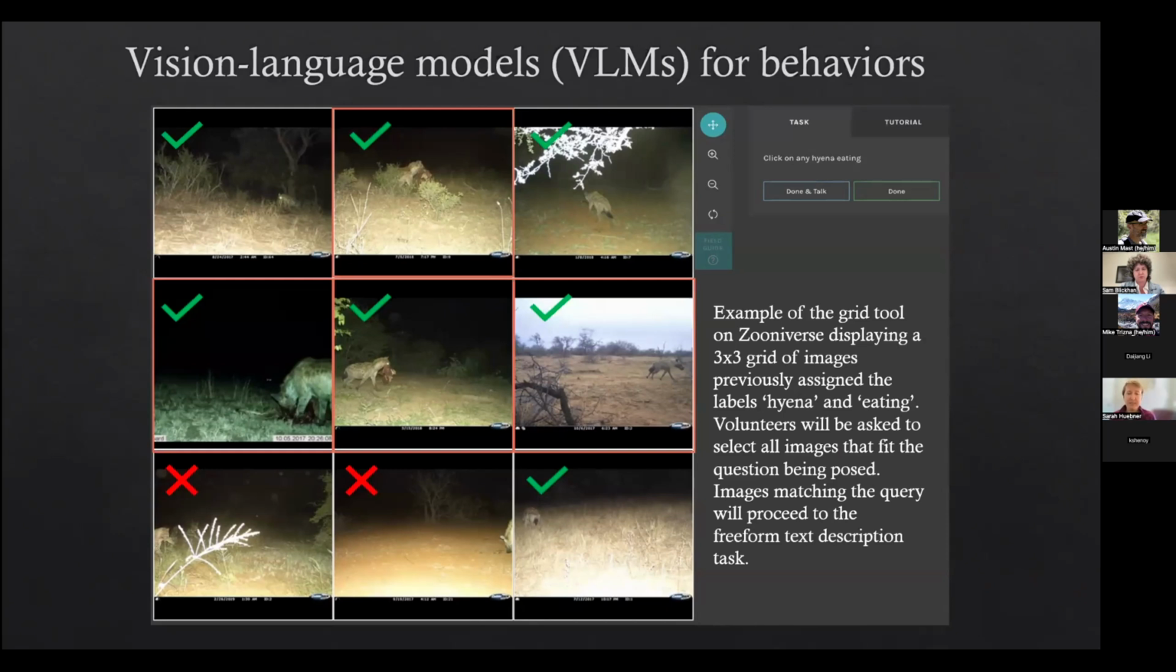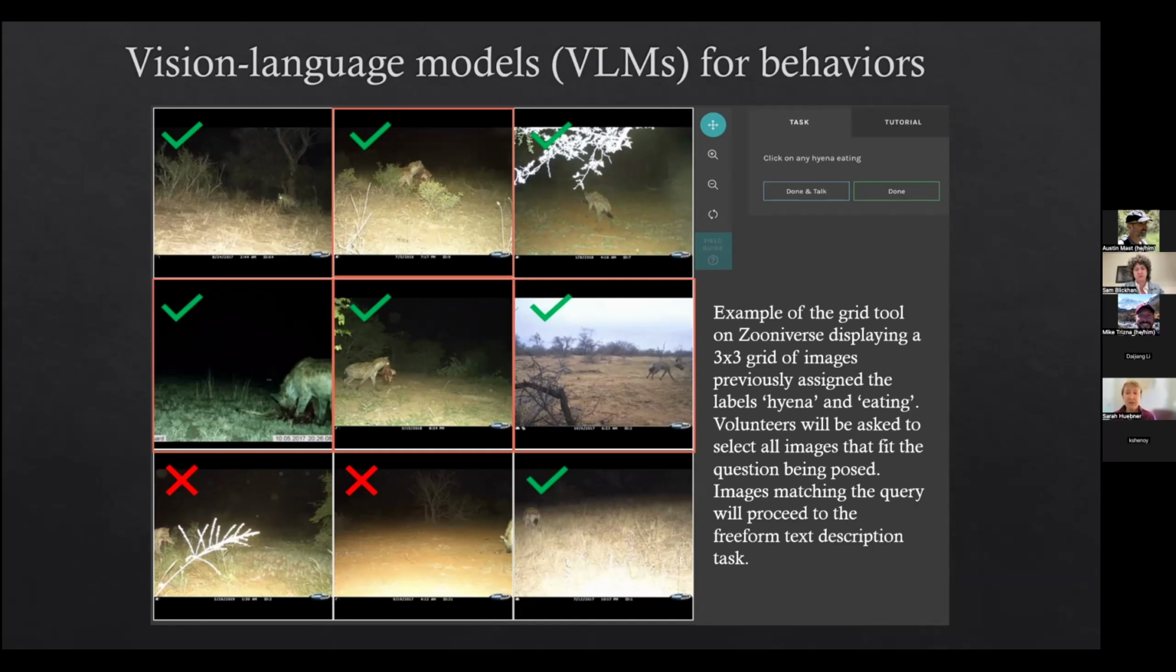So we recently submitted a proposal to NSF asking for funding to create a series of vision language models in which volunteers would help us with different types of tasks. VLMs look at images and captions related to them to learn context and understand what is happening in a photo. So one workflow to help with this would be to view a grid of images and confirm or reject whether they fit within a particular query.